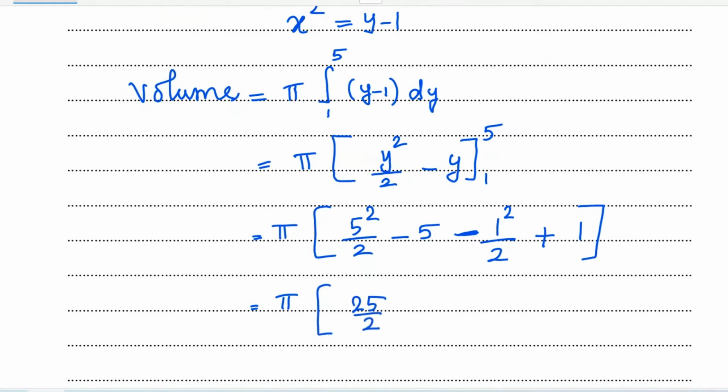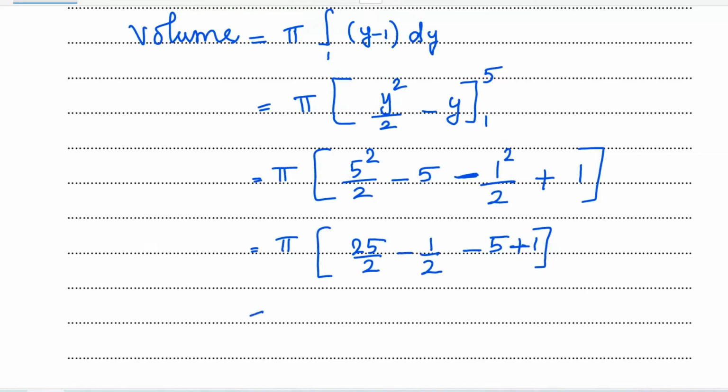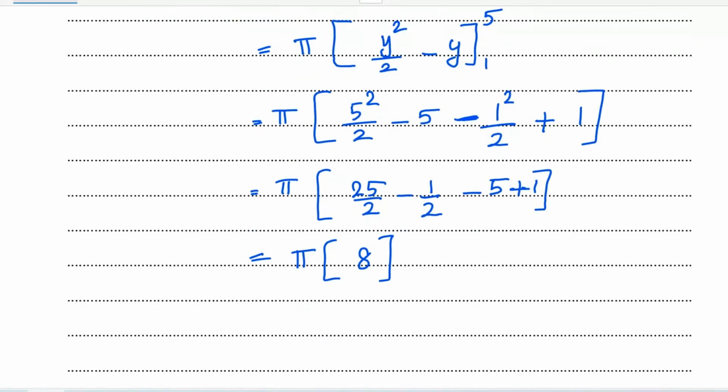(25) divided by 2 minus 1 over 2 minus 5 plus 1. You will get pi multiplied by 25 over 2 minus 1 over 2, which will be 24 over 2, which is nothing but 12. 12 minus 5 plus 1, you will get 8. So 8 pi is the volume.